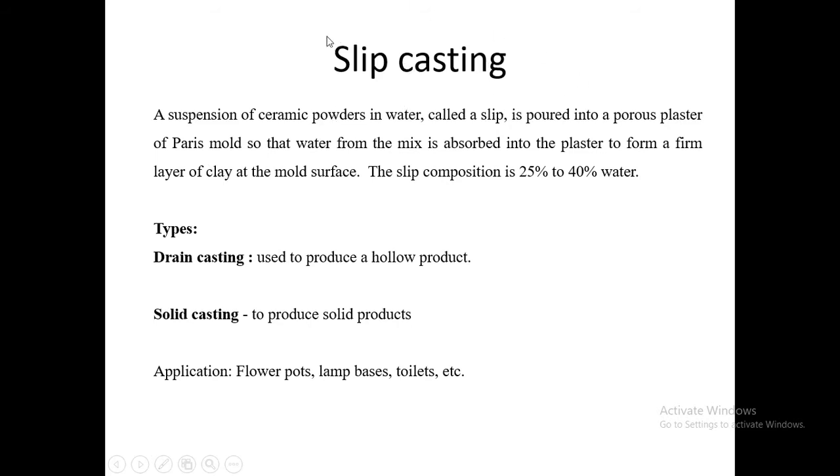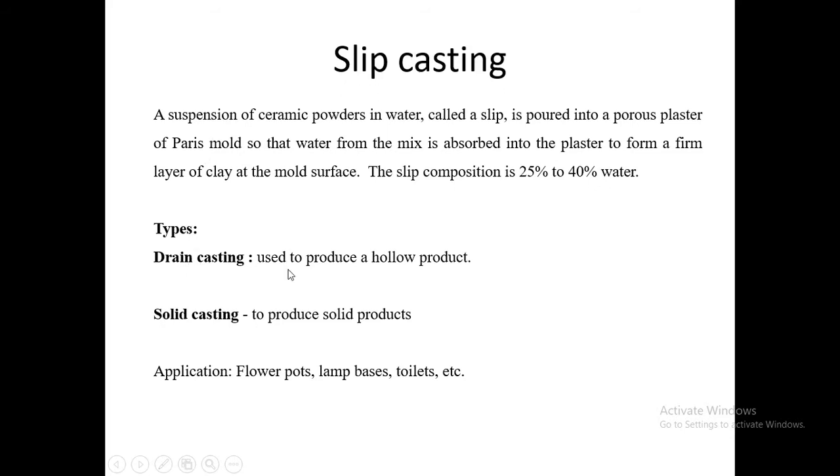The working principle of slip casting is that the slip will be poured into a porous plaster of Paris mold so that water from the mix is absorbed into the plaster to form a firm layer of clay at the mold surface. This is how the working principle of slip casting works, where the slip comprises 25 to 40% of water. Slip casting can be of two types.